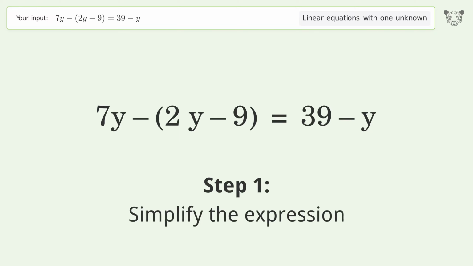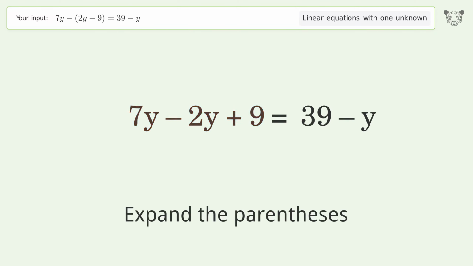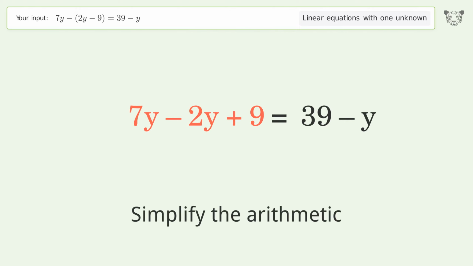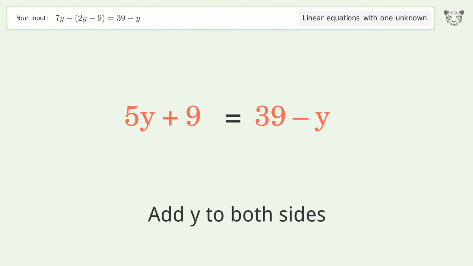Simplify the expression. Expand the parentheses. Simplify the arithmetic. Group all y terms on the left side of the equation. Add y to both sides.